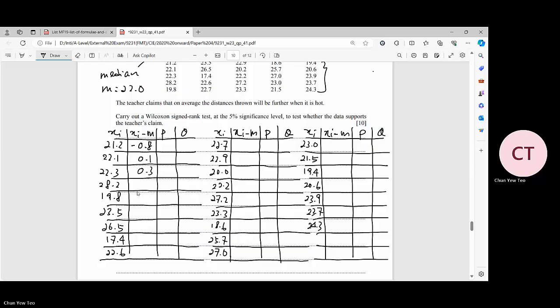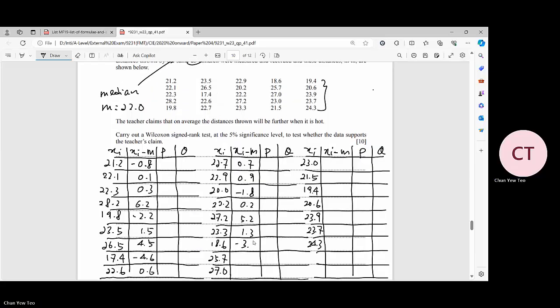So this one 0.3, 6.2, negative 2.2, 1.5, 4.5, negative 4.6, 0.6, 0.7, 0.9, negative 1.8, 0.2, 5.2, 1.3, negative 3.4, 3.7, 5.0, 1.0, negative 0.5, negative 2.6, negative 1.4, 1.9, 1.7, and 2.3. So these are the differences.